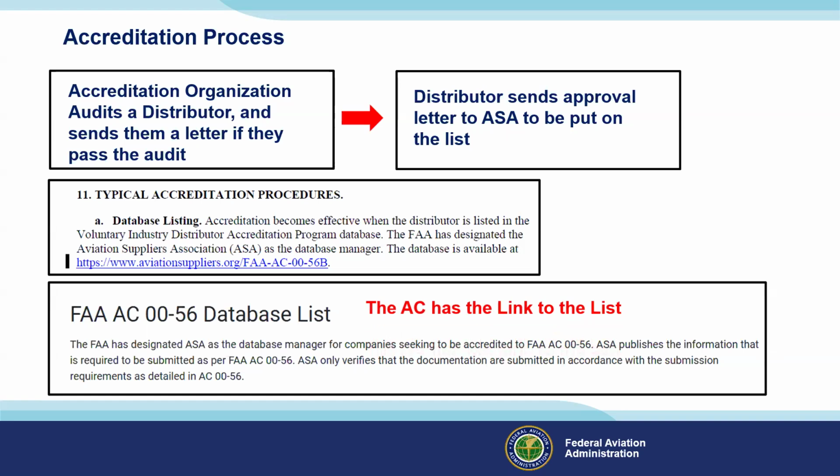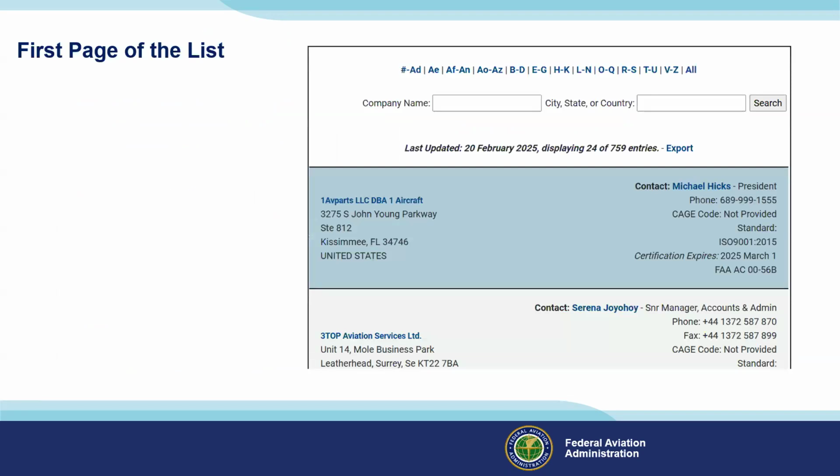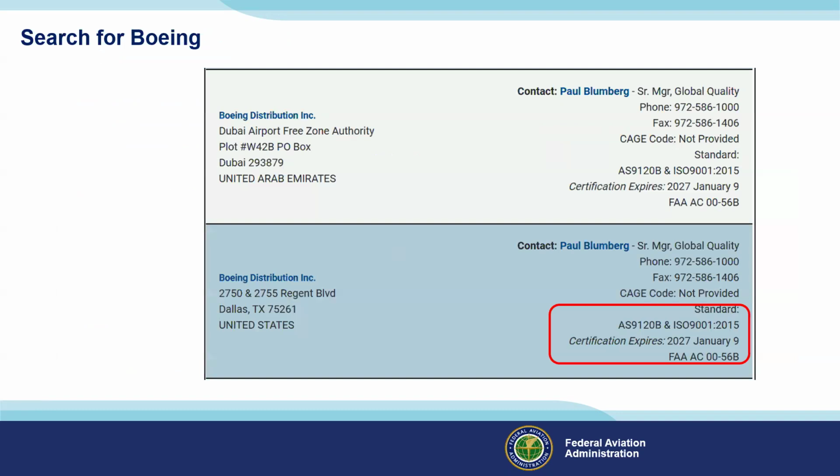And if you look inside that AC, there is a link to that list. I went in there and clicked on it, and here's the first page that comes up. So there's the list of distributors that have met the criteria. They've passed the audit. I typed in Boeing because earlier we looked at Boeing selling those Piper parts. So I typed Boeing in the search window and came up with this. And you can see the accreditation over there, looks like the ISO 9001 and so forth. And it gives their expiration date.